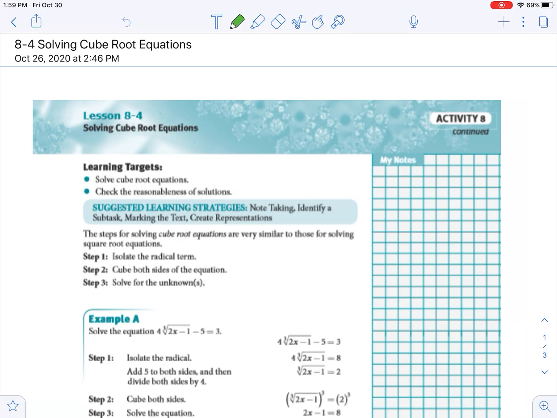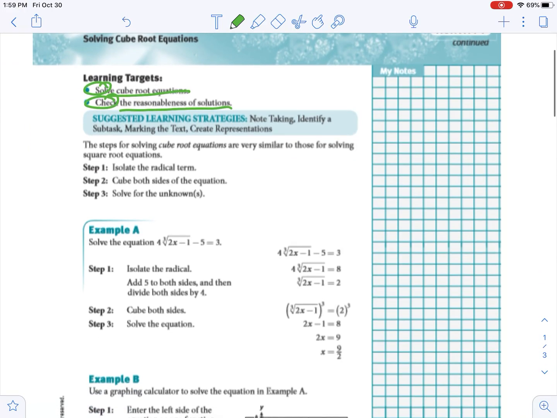So we just have a couple of cube root equations to teach you how to solve. Those learning targets are to solve cube root equations and check the reasonableness of their solutions. We've already covered solving square root equations, and it's very similar to solving cube root equations. It's just that we don't get these extraneous roots when we solve the cube root equations.